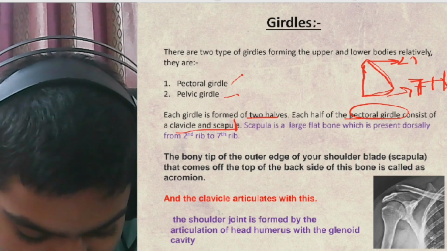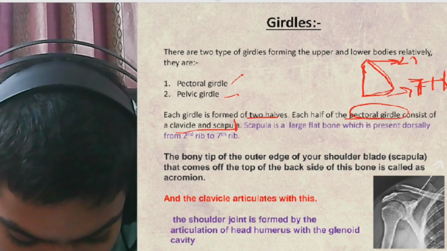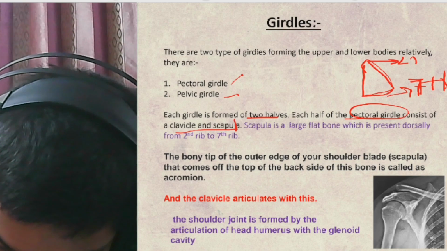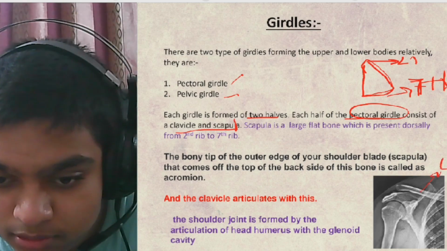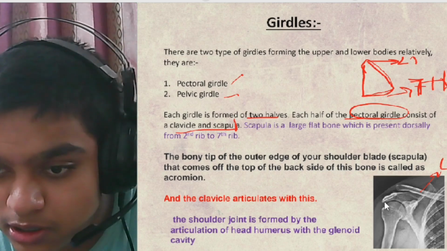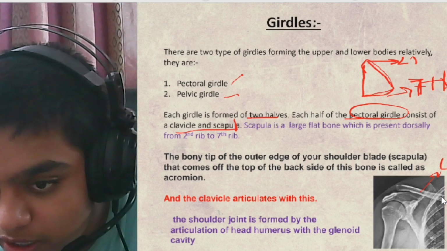Red is much better. See, this is your clavicle, this bone. See here. One minute, let me show you with the mouse. This bone is your clavicle bone.